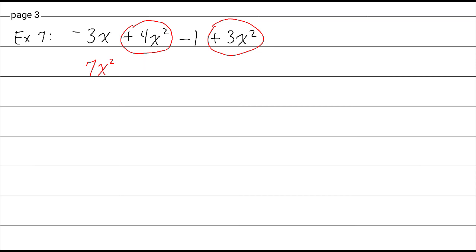Okay, well, what about the other ones? This negative 3x, for example. There are no other terms that match up with that one, so I'll just have to bring it down. It's still there, but I can't combine it with anything else. As far as this minus 1 right here, well, there are no other constants. Remember, constants are just numbers without a variable attached to it. There are no other constants, so it's still there. So 7x squared minus 3x minus 1.